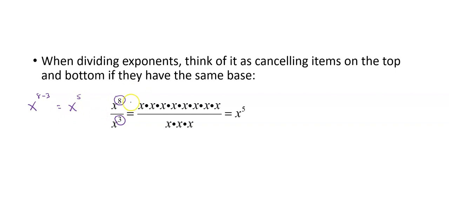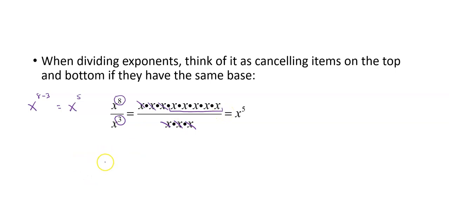Why? Well, suppose I wrote out x to the 8th. X to the 8th is just x times itself 8 times. Down the bottom, x to the 3rd is x times itself 3 times. And I start canceling. One x top and bottom, another x top and bottom, another x top and bottom. What am I left with? I'm left with 5 of them.